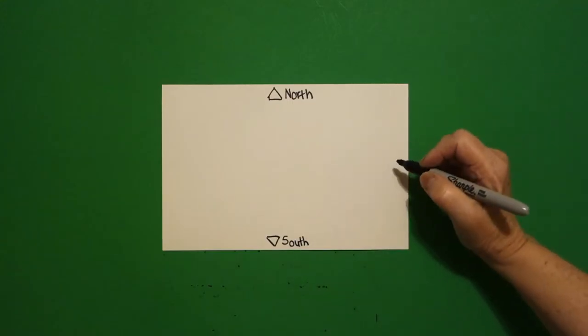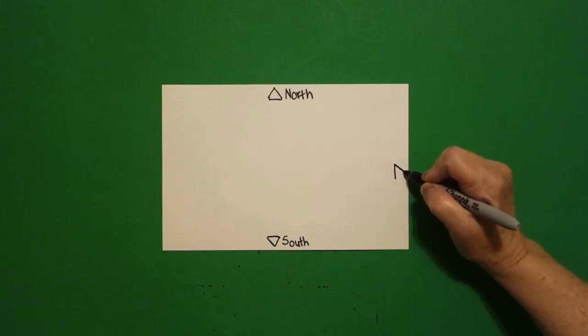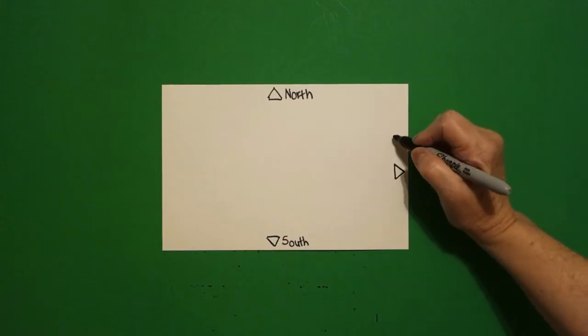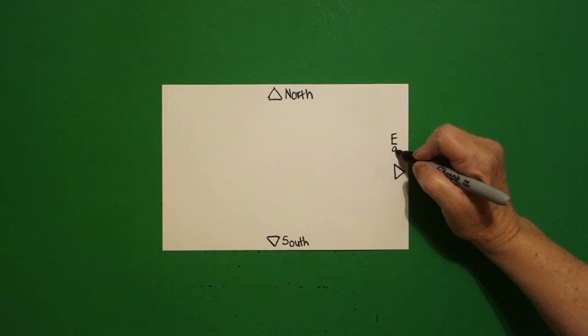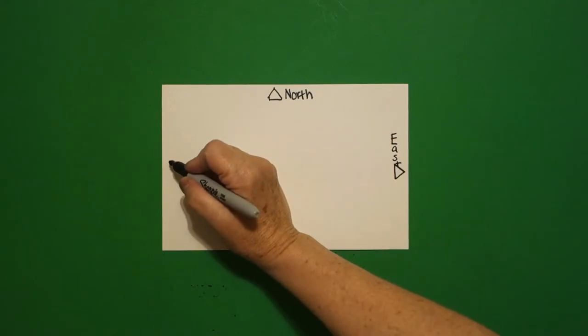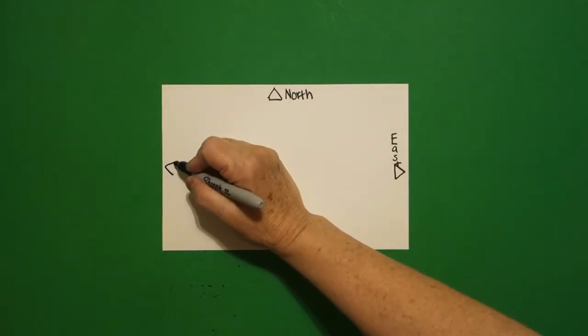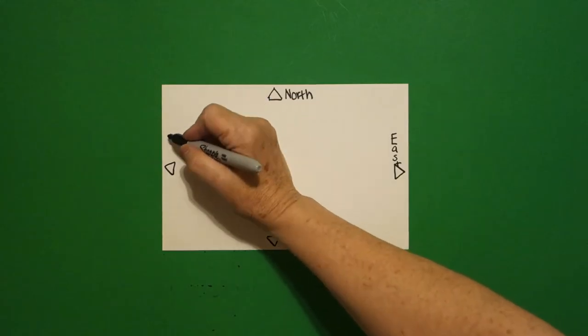Okay? Come over here, we're going to draw a straight line, straight diagonal out, straight diagonal in. This is the east direction of my classroom, and I come all the way over here, straight diagonal, straight line connect. This is the west part of my classroom.